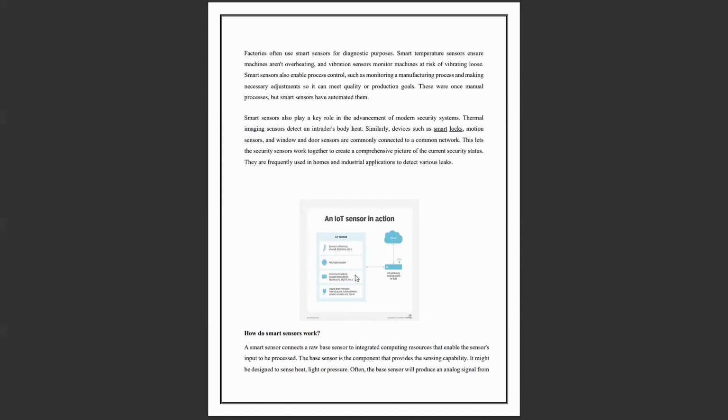Thermal imaging sensors detect an intruder's body heat. Similarly, devices such as smart locks, motion sensors, and window and door sensors are commonly connected to a network. This lets the security sensors work together to create a comprehensive picture of the current security status.